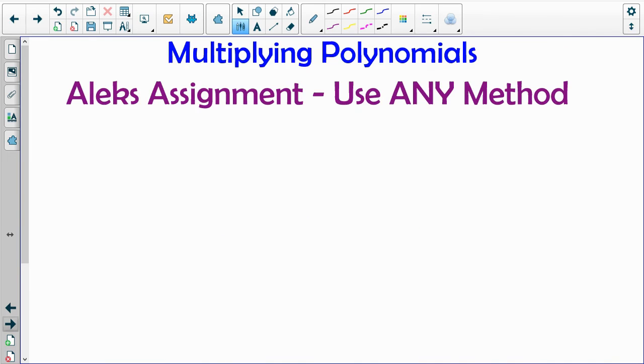Okay, will you title your assignment today, please? Multiplying polynomials. You can choose the method you want to do. If you like the box, go for the box. If you are fine foiling, just foil. Either way is good.